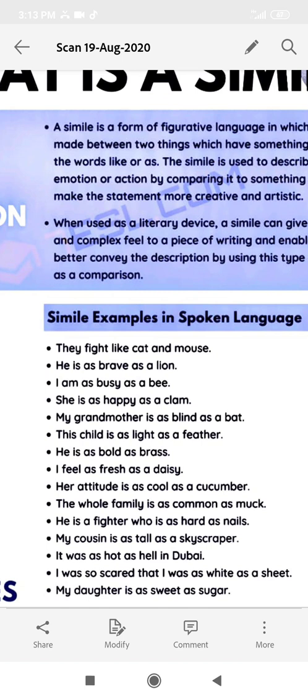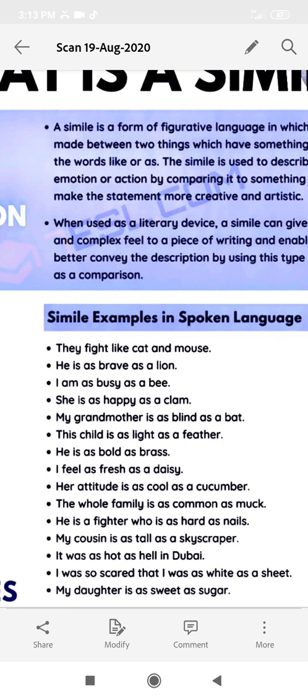If I said she is like sunshine. Okay, if I said she is like sunshine, here she is compared with sunshine with the help of the word like.